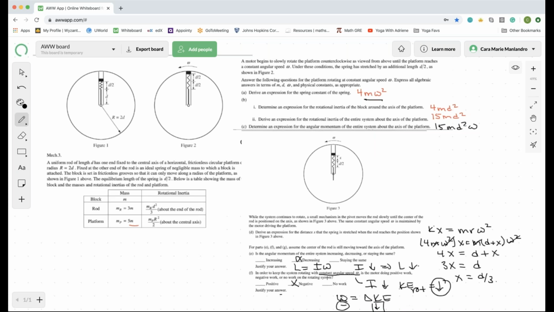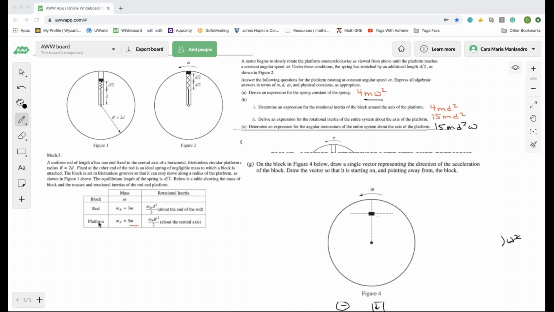Okay. And then the last part, we just need to basically draw an arrow that shows the direction of the force. Okay, the acceleration. So does anybody have any idea how we would do this? What makes the length decrease? Your distance is decreasing?